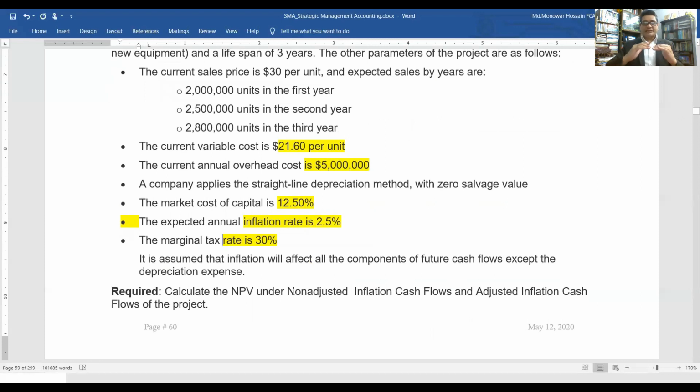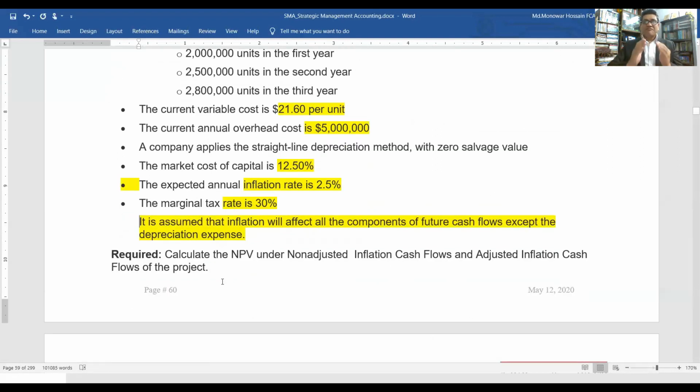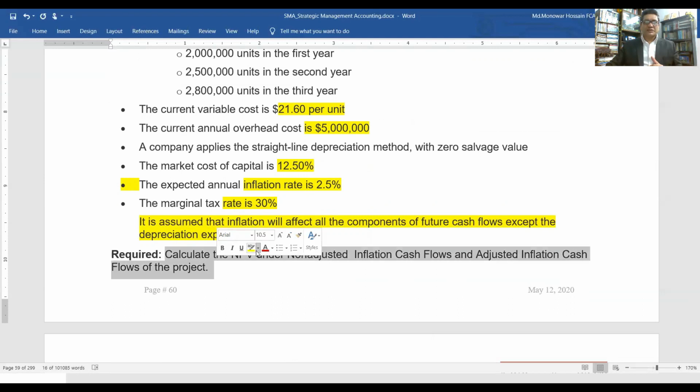It is assumed that inflation will affect all the components of future cash flow except the depreciation. So, except the depreciation, other components of the future cash flow are affected by inflation. Okay, so the requirement is to calculate the NPV under non-adjusted inflation cash flow and adjusted inflation cash flow of the project of this company. So let us start.